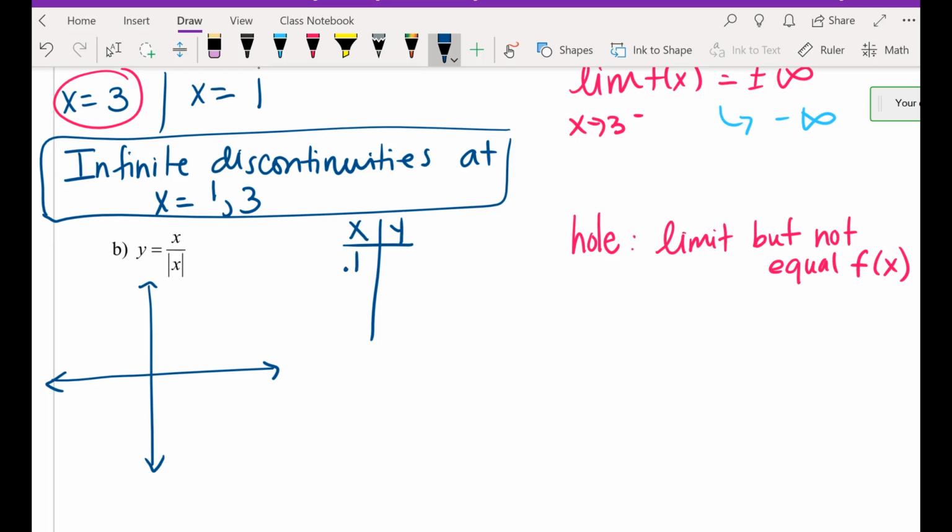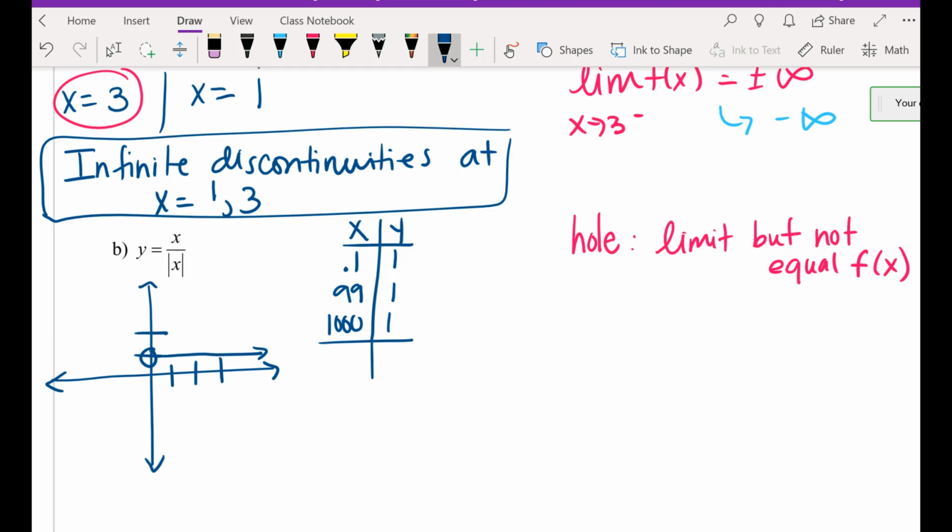0.1 on the top divided by the absolute value of 0.1. What is it? 1. I want to pick 99. What's the output? Also 1. How about I pick 1,000? Also 1. Would you agree that I'm going to have a hole right there, because I can't pick 0? But everything I pick, it's always 1 on the right side right now.